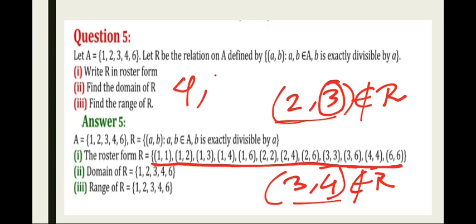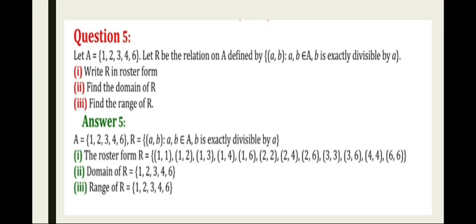Then you cannot take 4, 6. This element also does not belong to R because 6 is not divisible by 4. In this way you have to judge and form the roster form. Now, the domain will be the collection of the first element of the ordered pair and the range will be the collection of the second element of the ordered pair.